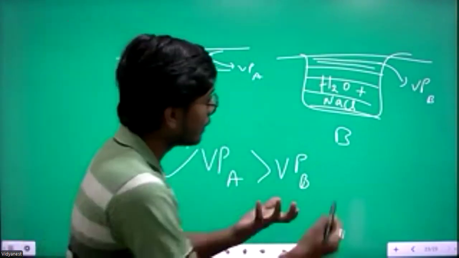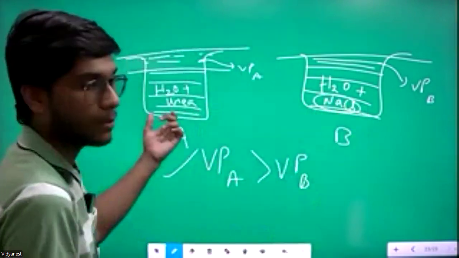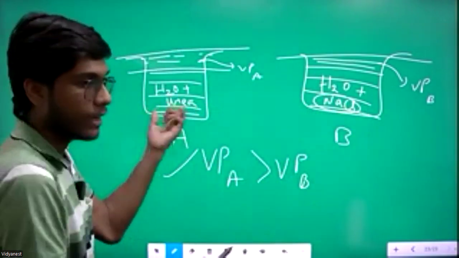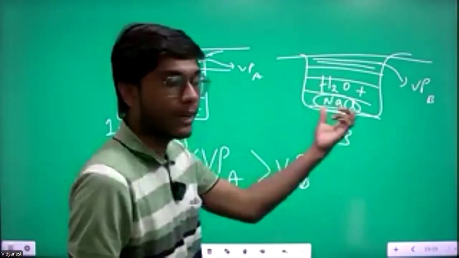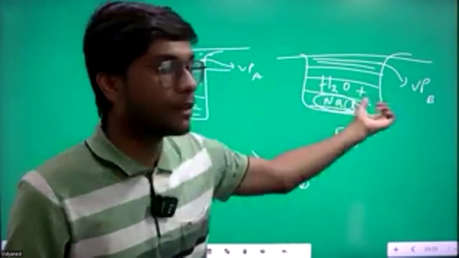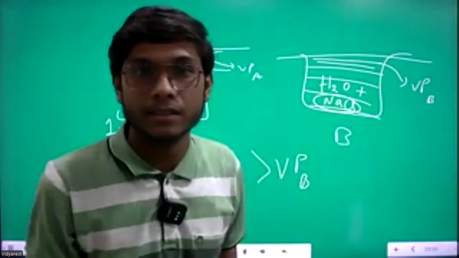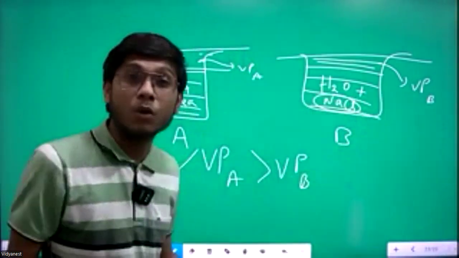Yes, you are correct that NaCl dissociates into more particles compared to urea. Urea doesn't dissociate. If I add 1 mole, it stays as 1 mole. But if I add 1 mole of NaCl, that comes as 1 mole Na plus and 1 mole Cl minus. That is 2 moles of particles, so it becomes double the number of particles. But how does that affect the vapor pressure?